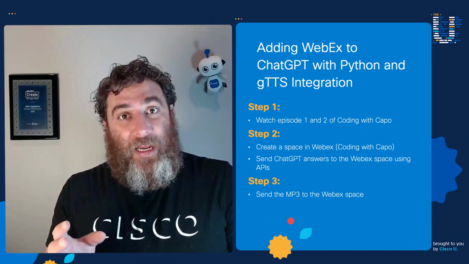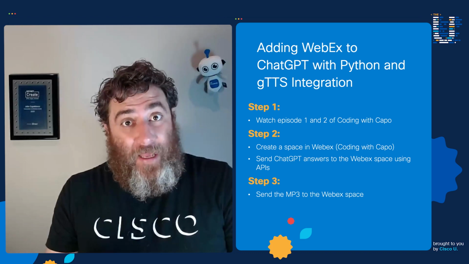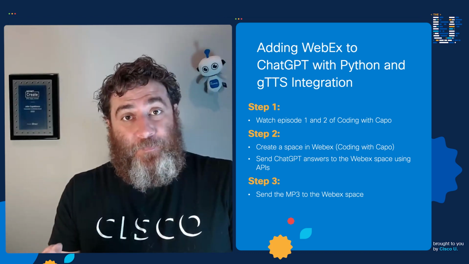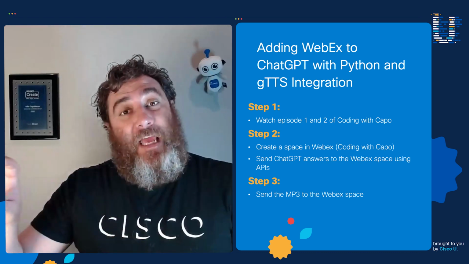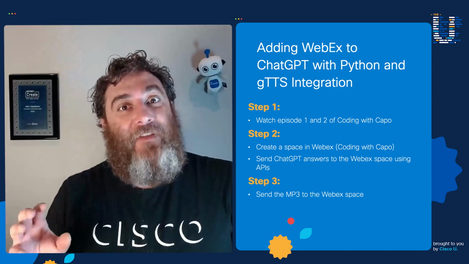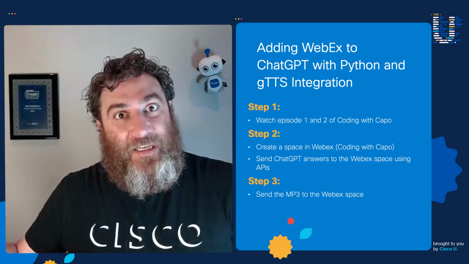Now, we already have the ChatGPT client working, and we already have the conversion to an MP3 file working with Google Text-to-Speech. But these are local, they're kind of stuck in our local environment. How can we get them out and send them somewhere? Today I'm going to be incorporating Webex. That's right, the Webex client. We're going to make a space, and we're going to send the ChatGPT answers into that space, and eventually send the MP3 file into that space.